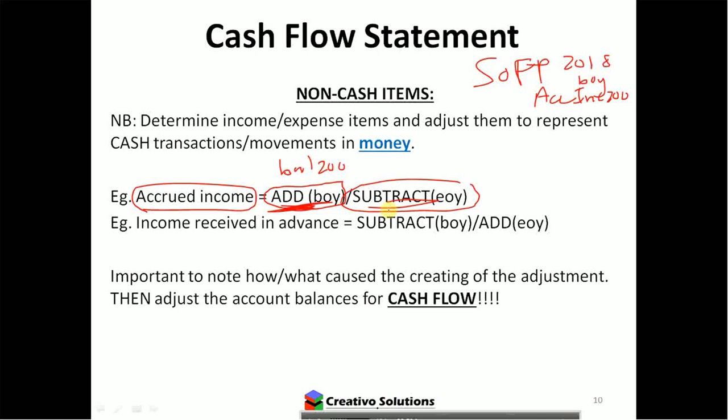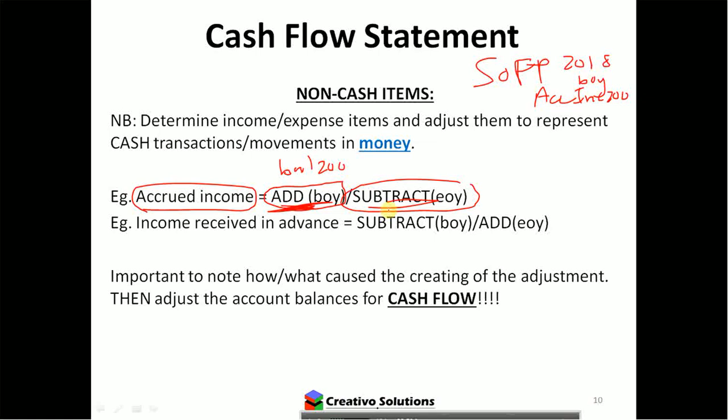So income received in advance is when you get paid the income, but you haven't yet earned it because you haven't worked for it. Good. So talk to me about the 100. So the 100, yeah, it's money you still have to earn. You still have to offer your services for that 100 rand. So this is the money you received in advance, which you haven't yet worked for. So in terms of cash flow, it's going to be subtracted. Why? Because it's going to be minus.